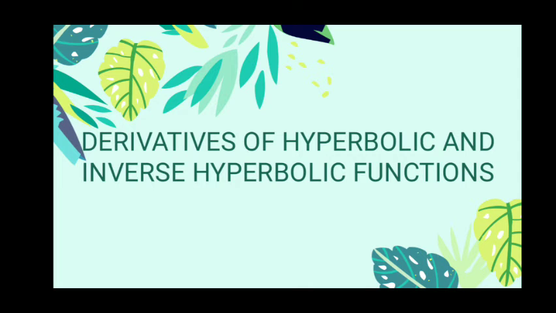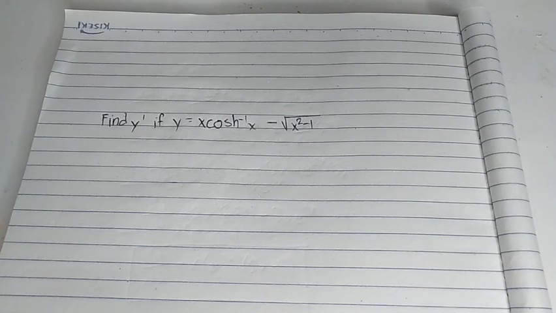We are on to the last topic, which is the derivatives of inverse hyperbolic functions. So first off, we need to memorize 6 different formulas, namely the formulas of inverse hyperbolic sine, inverse hyperbolic cosine, inverse hyperbolic tangent, inverse hyperbolic cotangent, inverse hyperbolic secant, and inverse hyperbolic cosecant. I have here an example.